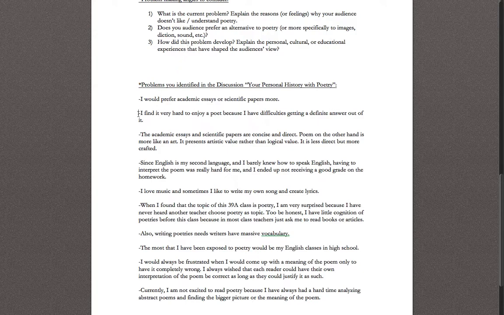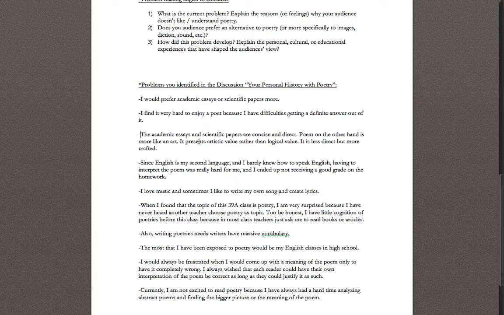That same student also said and expanded, I find it very hard to enjoy a poet because I have difficulties getting a definite answer out of it. And so here it becomes a reason about where the preference comes from. And let me read the next one because it's from the same student as well. It says, the academic essays and scientific papers are concise and direct and give definite answers. Poems, on the other hand, are more like art. It presents artistic value rather than logical value. It is less direct, but more crafted.